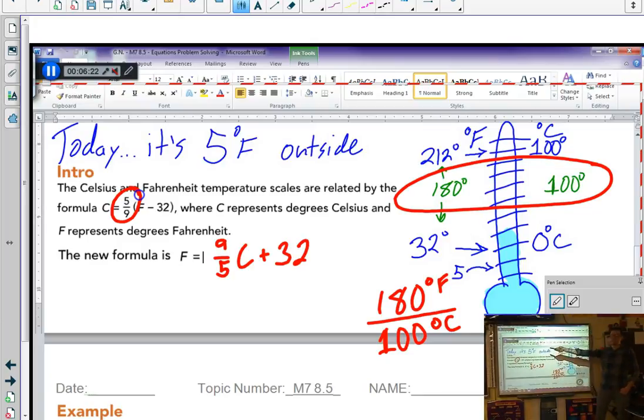Where do you think the 5/9 comes from? The 5 is from the 100. Flip this over. Oh, 100 divided by 180, that's 5/9. The distance between freezing and boiling is where that fraction comes from.